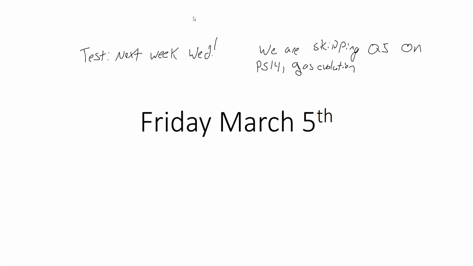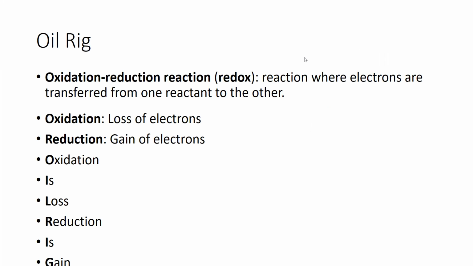So with that out of the way, let's actually get to what we are doing today, and that is redox reactions. All right. So a redox reaction, or an oxidation reduction reaction, is a reaction in chemistry where electrons are being moved from one molecule to another, right?